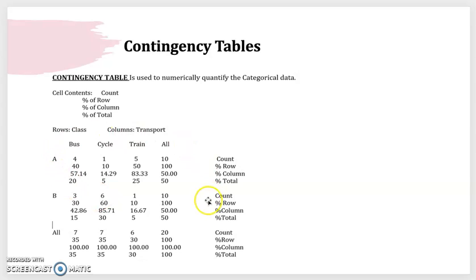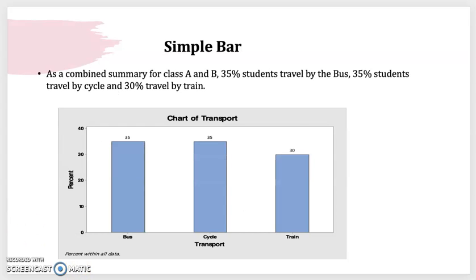After you have those transportation percentages for the column and the row for the class, we can draw our bar graph like this. This one is actually a combined summary for class A and B using different modes. We can see 35% of students using the bus, 35% using the bicycle, and 30% take the train. That's what we call the simple bar.